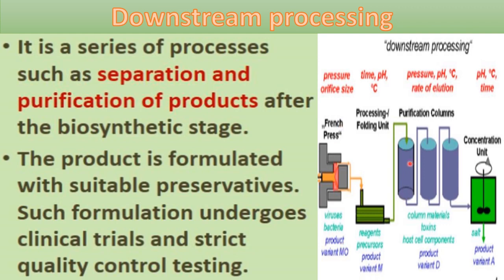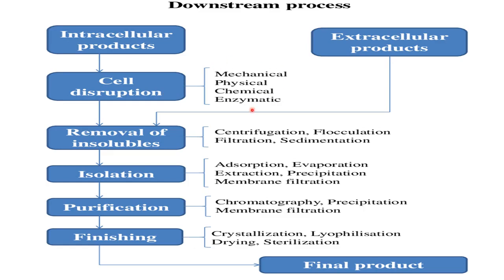A system like this is used for the downstream processing. Different vessels are used, and from one vessel to another vessel, our products are transferred for the separation and purification like this. Now these are the steps of downstream processing that you need to do.